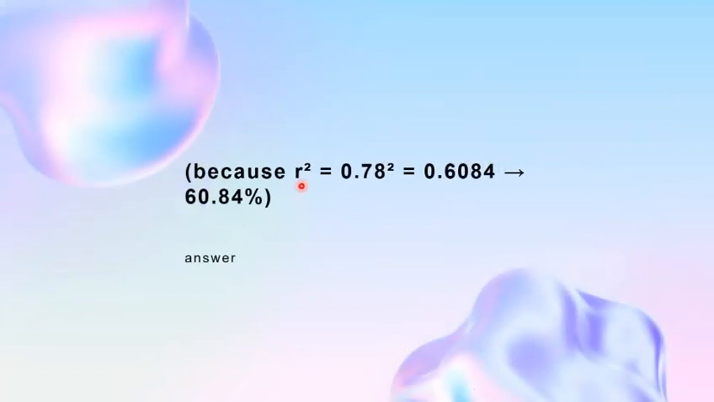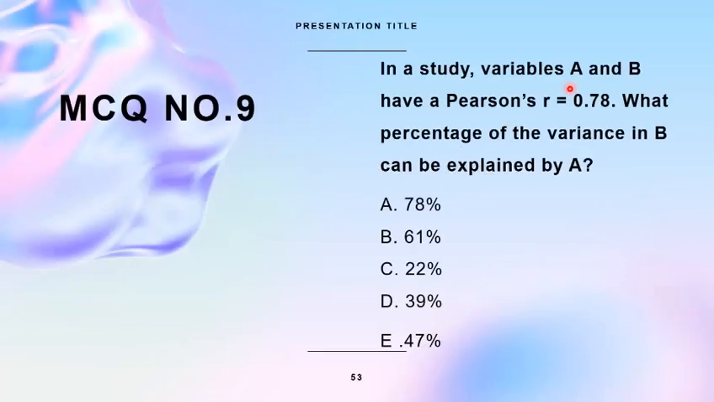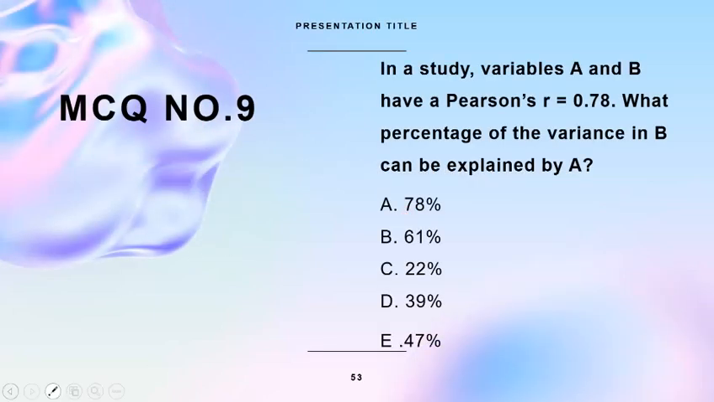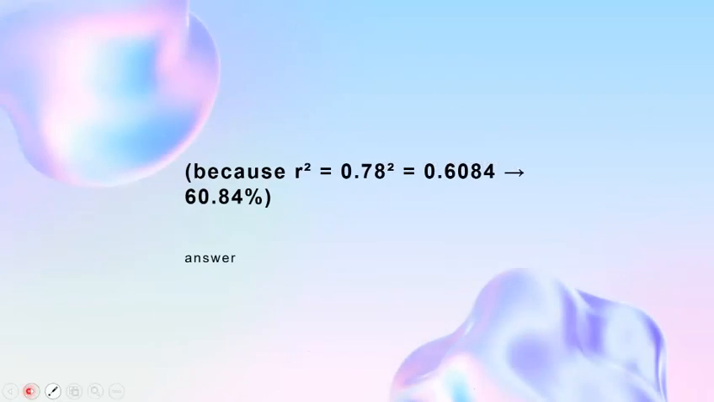This is the solution: R square is equal to 0.78 squared, which is basically the value given here. So it comes out to be 0.6084, which is equal to 60.84%. So the right answer would be B, 61%.